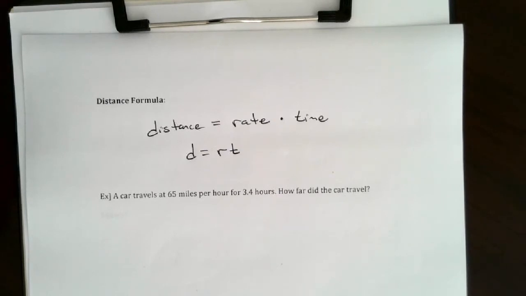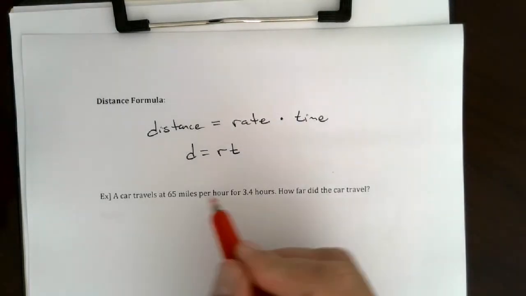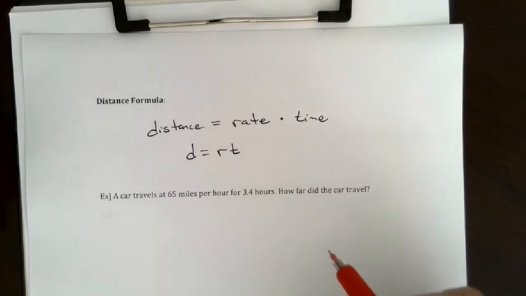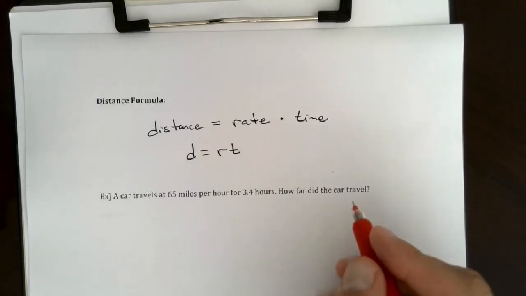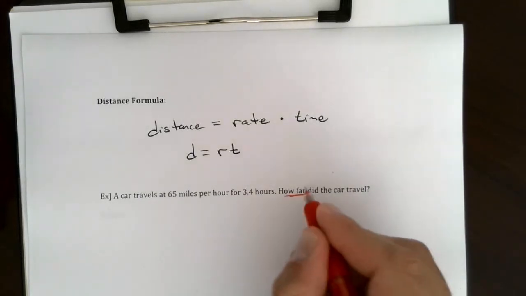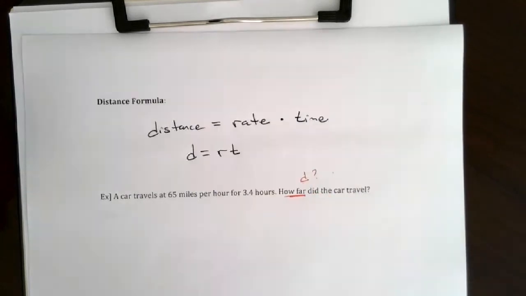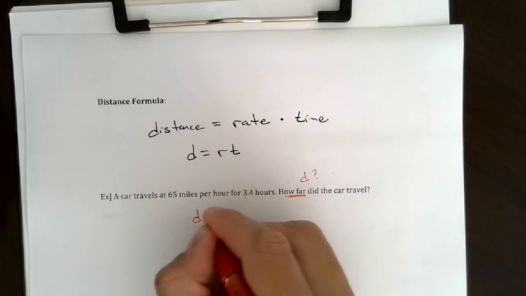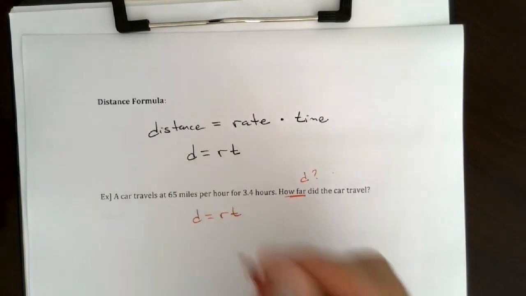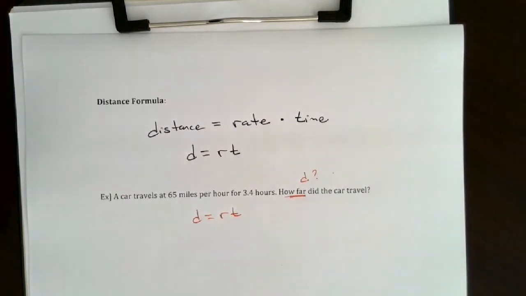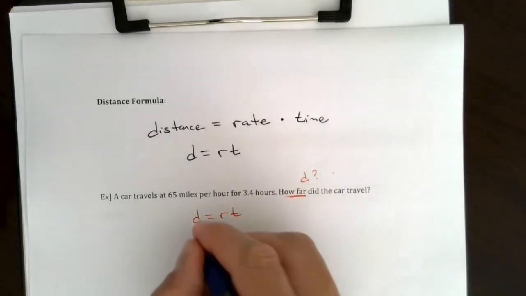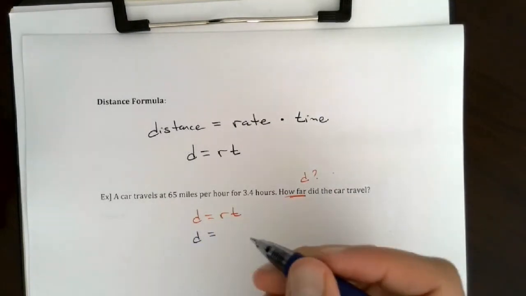For this example, it says a car travels at 65 miles per hour for 3.4 hours. How far did the car travel? First off, how far is the question? That means we're looking for the distance. So we know we're talking about the distance equals rate times time formula. We're trying to find the distance, so I'm going to keep that as D. It's equal to the rate times the time.